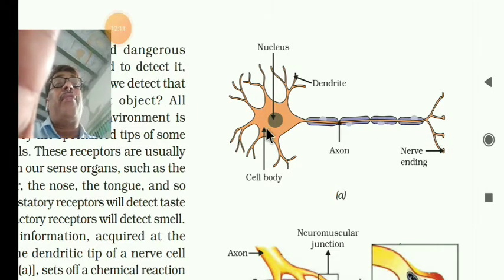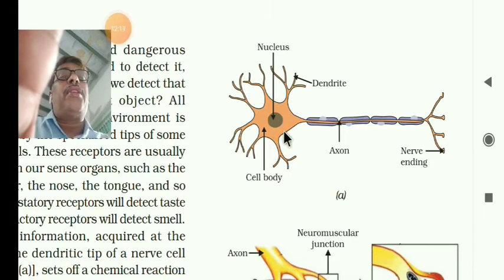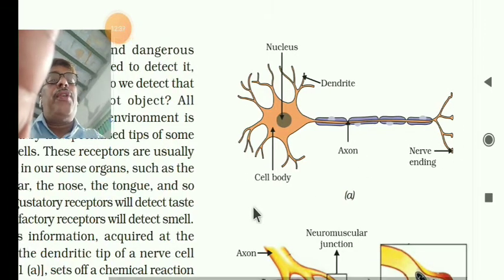This is a very important diagram. Okay, students, you have to learn it. This is the nucleus, and these short projections are dendrites, and the long projection contains the axon. So this is the cell body, and here there will be the nerve ending. Okay, students, now learn it.